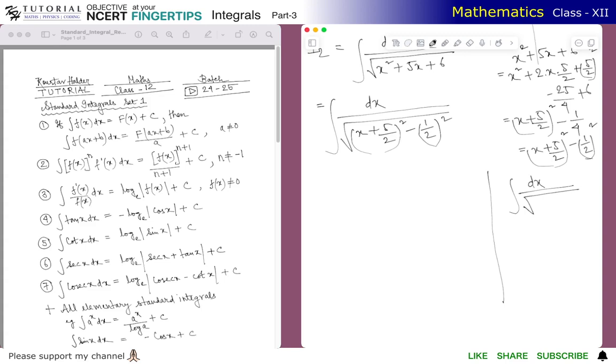The integral of 1 over root over 1 minus x square is sine inverse x. I think we have to use this result somehow. Okay, so if I try to rewrite the a square minus b square inside the root in the form of 1 minus x square, what do I do? 1 minus x square. T square minus sine square x.